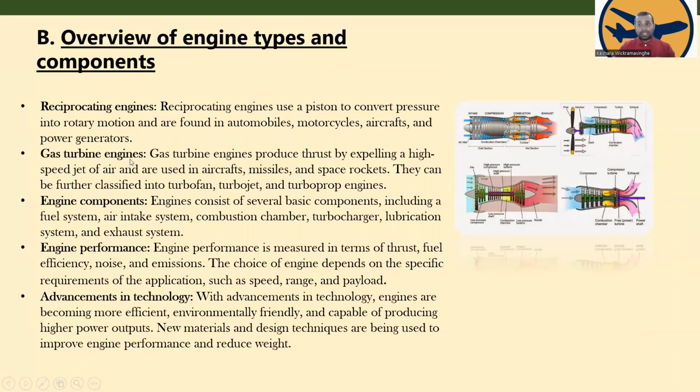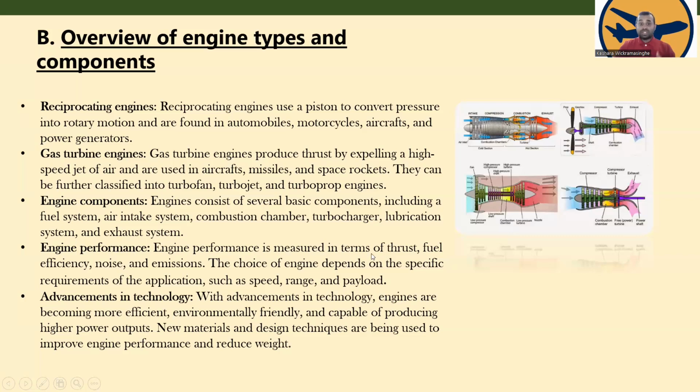So now the gas turbine engines. This is the engine we are now using especially for Airbus and Boeing. So the gas turbine engines produce thrust by expelling a high-speed jet of air and are used in aircraft, missiles, and space rockets. They can be further classified into turbofan, turbojet, and turboprop engines. So engine components. An engine consists of several basic components including fuel system, air intake system, combustion chamber, turbocharger, lubrication system, and exhaust system.